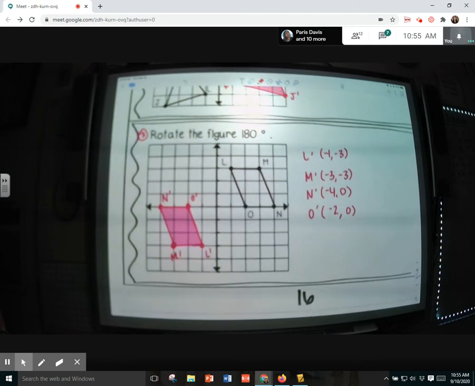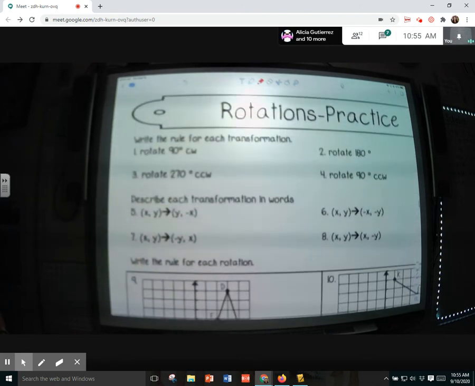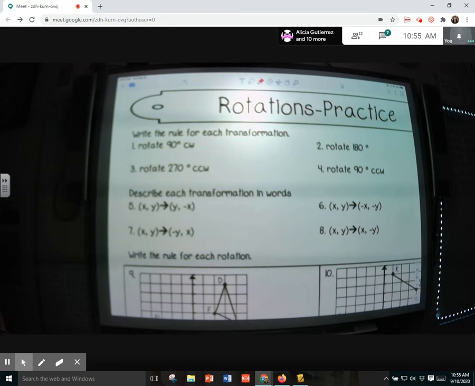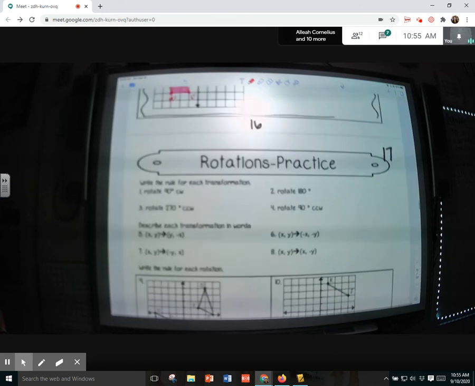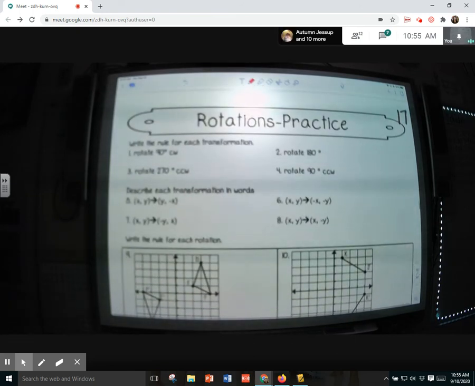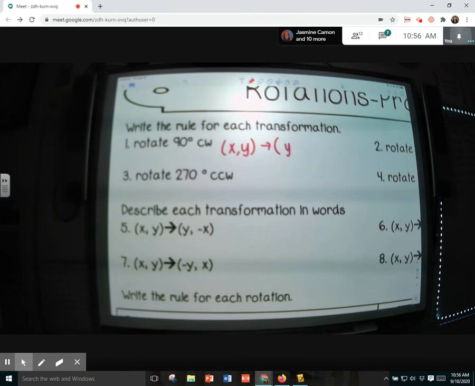So what else is there? Reflection, rotation, translation, and dilation. Okay, so on page 17, looking at number 1, I need a rule for 90 degrees clockwise. That's (x, y) goes to, when it's 90 degrees, remember you switch the y and the x. Since it's clockwise, the x becomes negative.